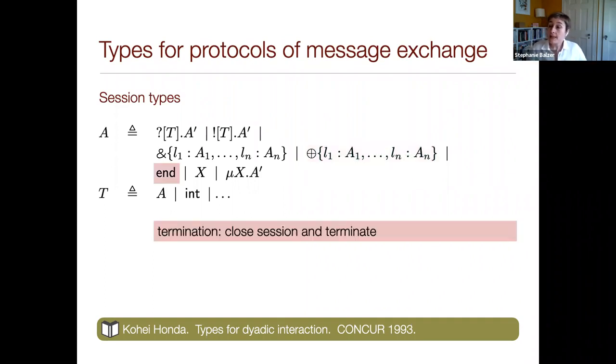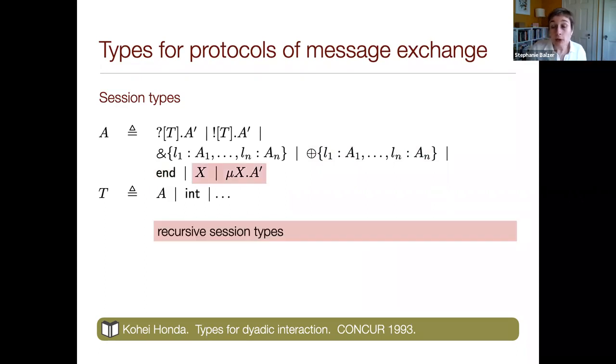Then on the next line, we have the possibility to terminate a session. If this process is of type end, then it will simply terminate and cease to exist. And lastly, let me point out that in a session type setting, we can also support recursive types, of course. And we actually see one in our queue data structure.